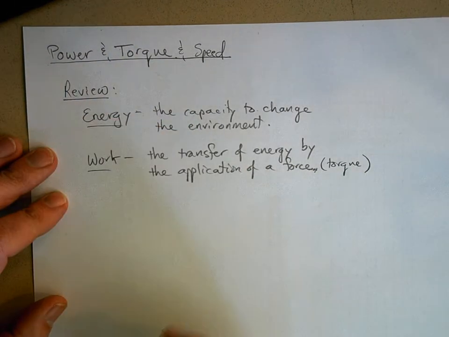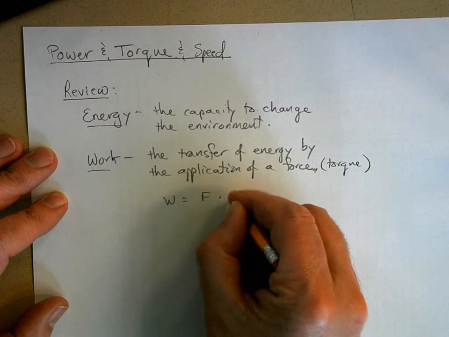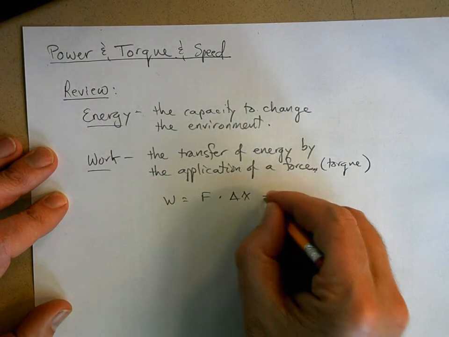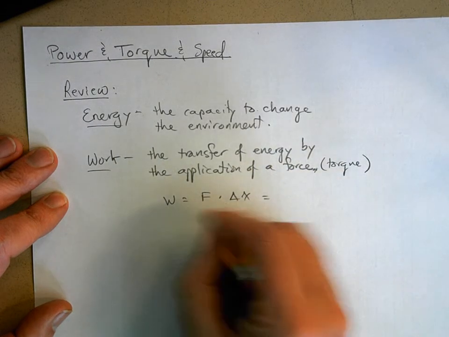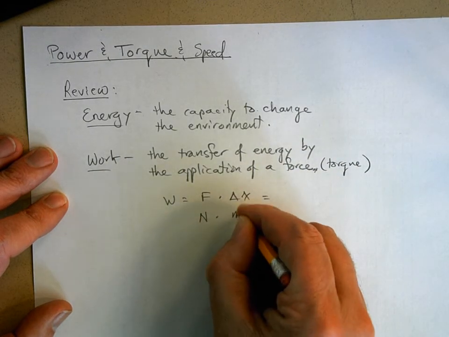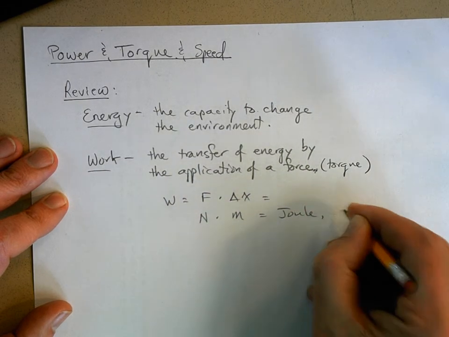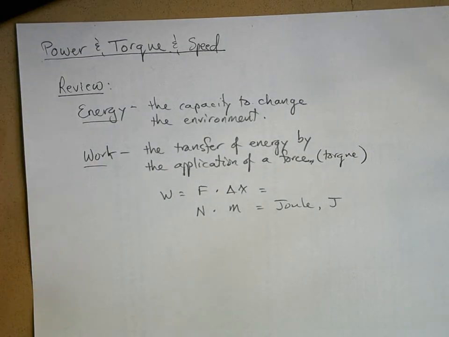Now, to also review, we said that work was equal to a force times a displacement. And so, units-wise, this was a Newton times a meter, and we defined a Newton times a meter to be a joule, or capital J. So it's just to review some of the stuff we did quite a while ago.